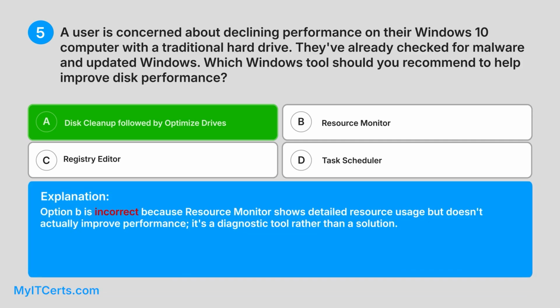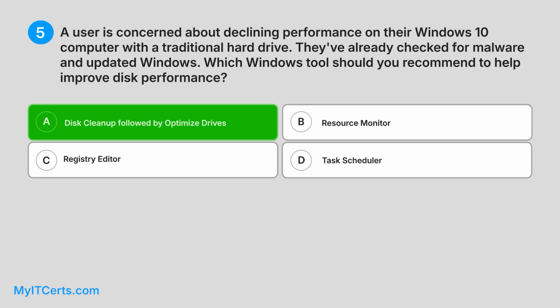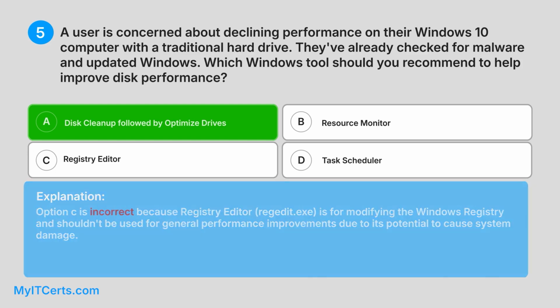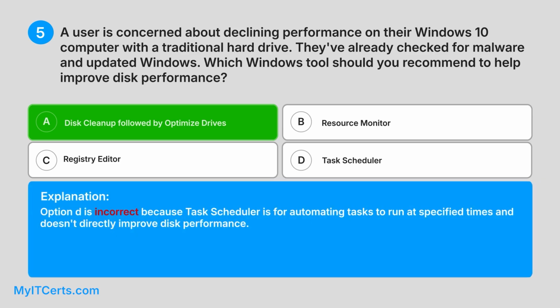Option B, Resource Monitor, is incorrect because Resource Monitor shows detailed resource usage, but doesn't actually improve performance. It's a diagnostic tool rather than a solution. Option C, Registry Editor, regedit.exe, is for modifying the Windows registry and shouldn't be used for general performance improvements due to its potential to cause system damage. Option D, Task Scheduler, is incorrect because Task Scheduler is for automating tasks to run at specified times and doesn't directly improve disk performance.